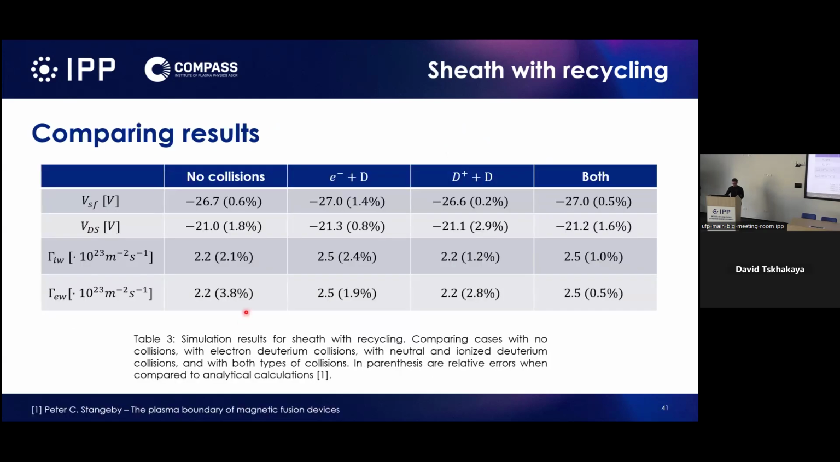At the end, we can look at comparisons of how the different kinds of collisions affect the correspondence to the analytical formulas. And we can see that at least in this case, the errors are actually quite low. So even the analytical formulas give us quite a good approximation.